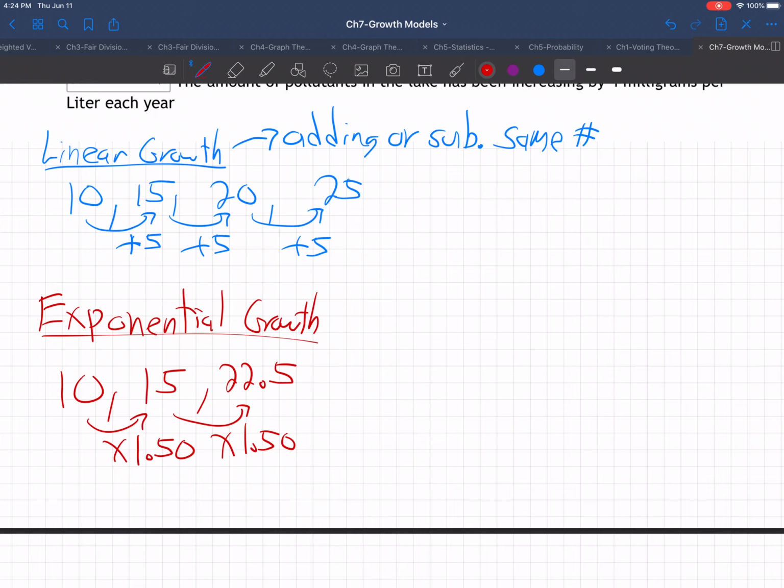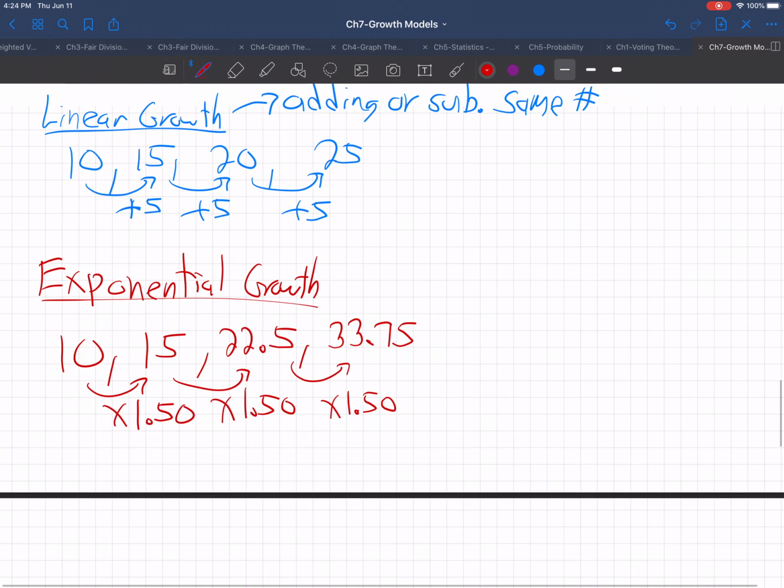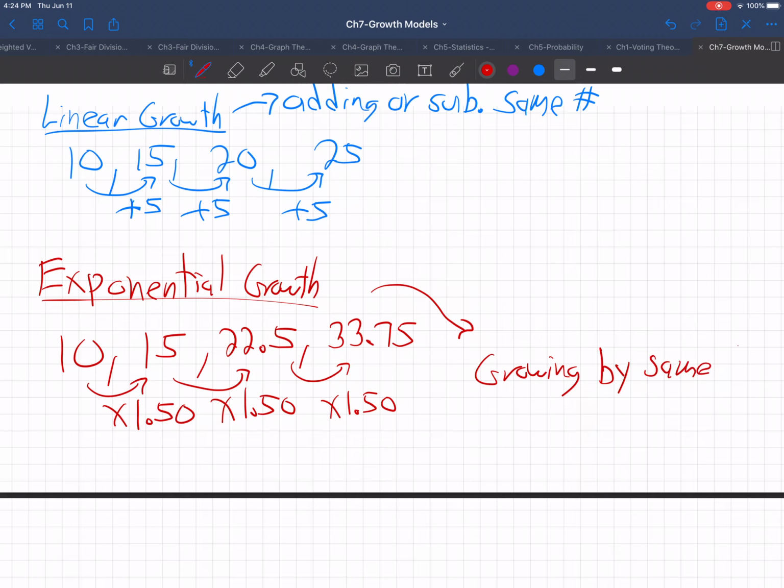And if you do it again, it gets up to 33.75. So this is growing by the same percent. Instead of the same number, it's the same percent. In this case, it's 50%. 50% growth. It went up by half, right?